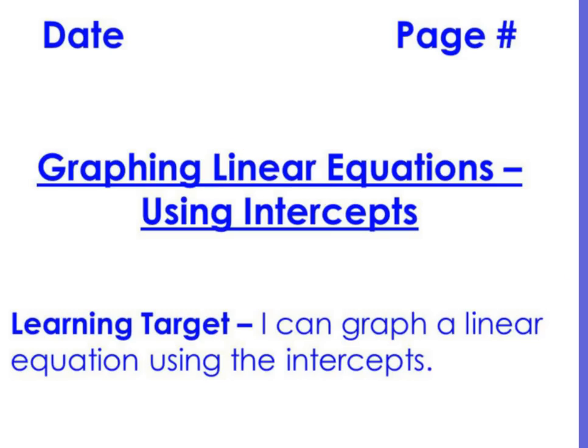Today what you did is technically you created a table of values with everybody else in the class and you plotted a whole bunch of points to make a straight line. That's one way to do it. The second way you're going to learn tonight is called using your intercepts.